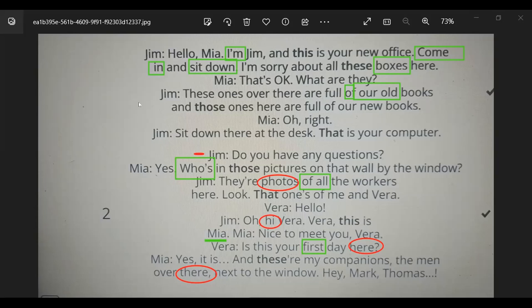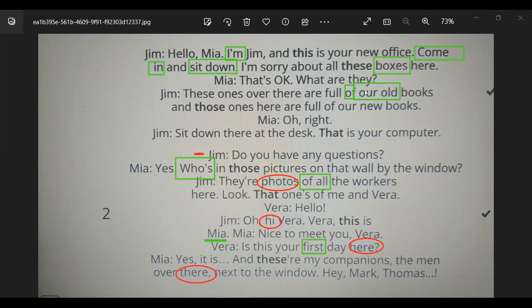Hello. Oh, hi, Vera. Vera, this is Mia. Nice to meet you, Vera. Is this your first day here? Yes, it is. And these are my companions, the man over there next to the window. Hey, Mark, Thomas. Okay, excellent, guys. Very good. Congratulations. So now let's continue.